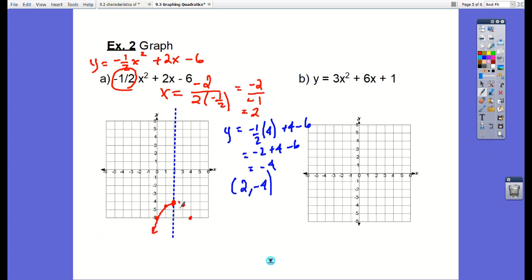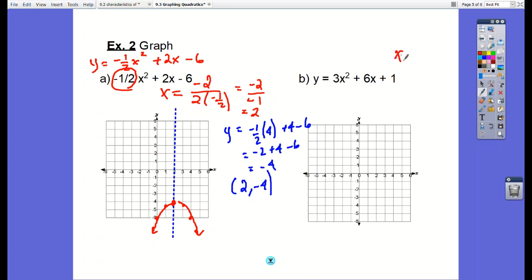And this graph should be wider than the others, which it is, and that makes sense because this a value is smaller, as we've seen before. The smaller the a value, the wider it gets, the larger the a value, the more narrow it gets. So it's going to be the same thing here in this problem. Let's fill this one in.